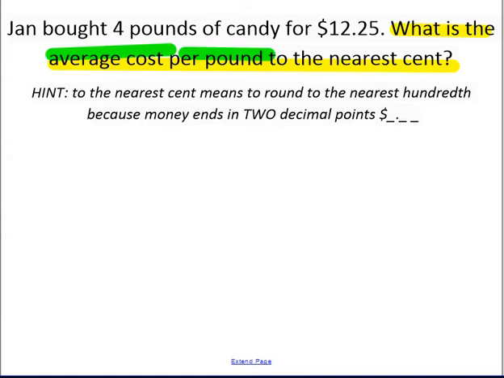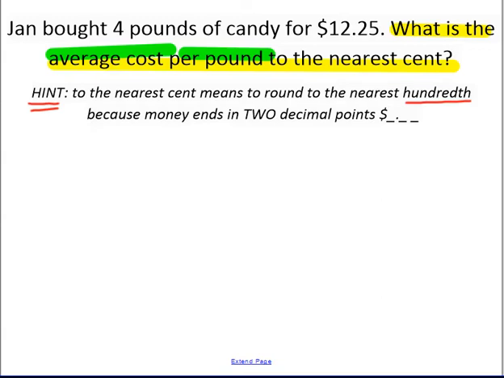And up here, it's talking about 4 pounds of candy for $12.25. But now it wants per pound. So that means I'm splitting something into groups. In this case, I'm splitting something into pounds. Okay? So this is going to be division. Now, I want to read this hint. To the nearest cent means to round to the nearest hundredth because money ends in 2 decimal points. So what that tells me is that when I divide, I may end up with more than 2 decimal points, but I'm going to need to round, okay?